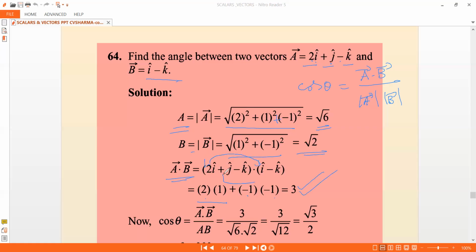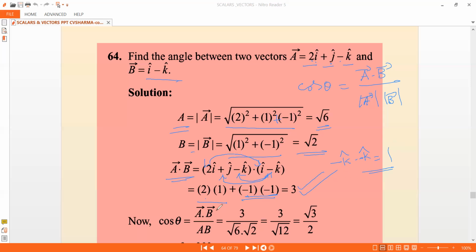And the j part you don't have here, so the j part goes to 0, and then minus k into minus k. This is what you have: minus k dot minus k. So minus into minus is plus, k dot k is 1. So this is how you get 1. So that is depicted over here. That is, the answer is 3 here.